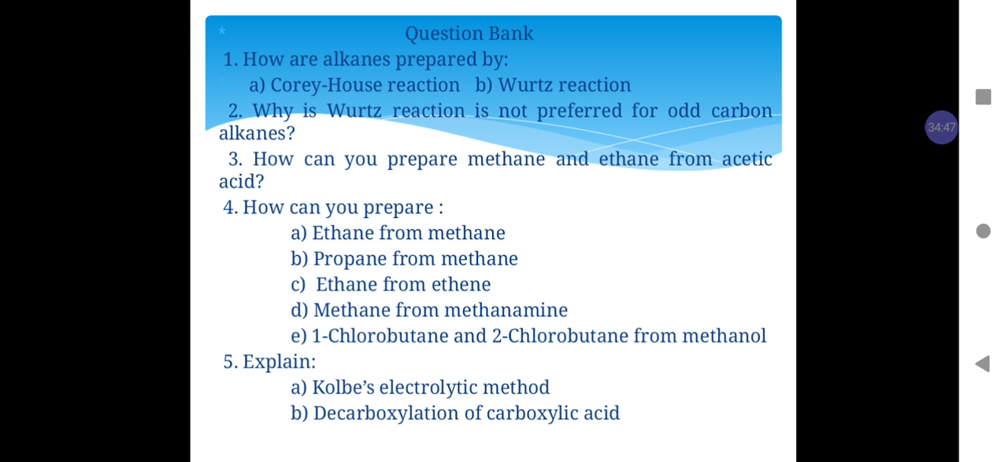Question number 4. How can you prepare ethane from methane, propane from methane, ethane from ethene, methane from methylamine, 1-chlorobutane and 2-chlorobutane from methanol. Question number 5. Explain Kolbe electrolytic method and decarboxylation of carboxylic acid.